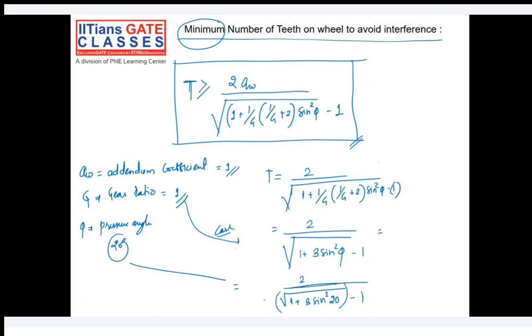Okay, so what I can conclude from this is, for 2 wheels of equal size with a 20° pressure angle, and if addendum is equal to 1 module, then the minimum number of teeth on each wheel should be 13 in order to avoid the interference. Yeah, I think now it's correct. This one is outside this root.